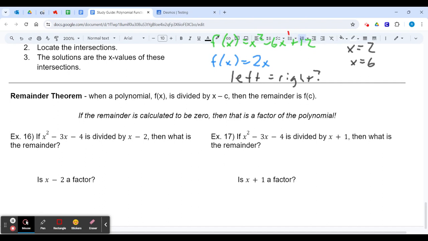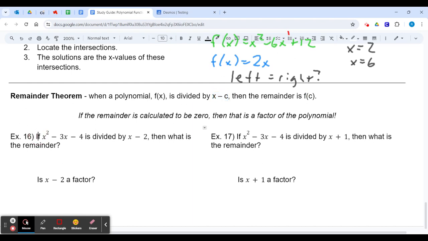Okay, last concept we're talking about, and this is definitely kind of the most tricky concept that came up in our unit, is the remainder theorem. It says when a polynomial f of x is divided by x minus c, then the remainder is just the value of that polynomial at c. Ignore all that, okay? All we're trying to do is if we are dividing by a factor, we plug in what we think the zero might be.